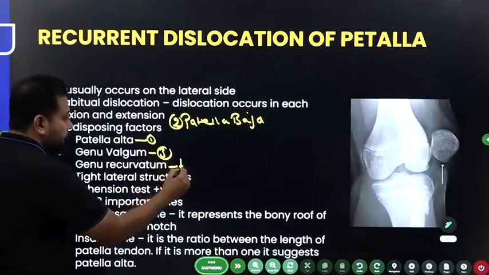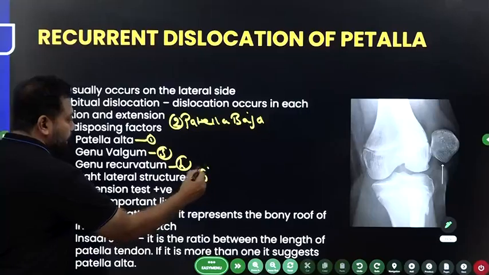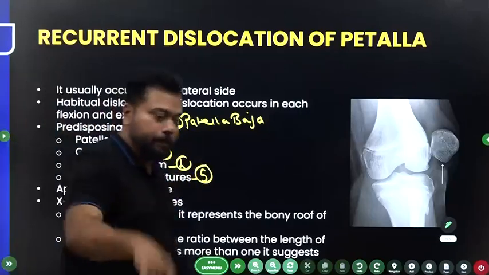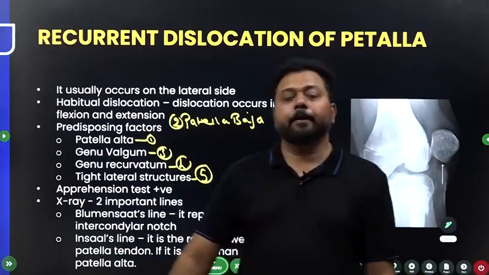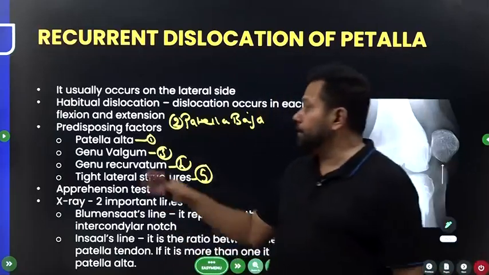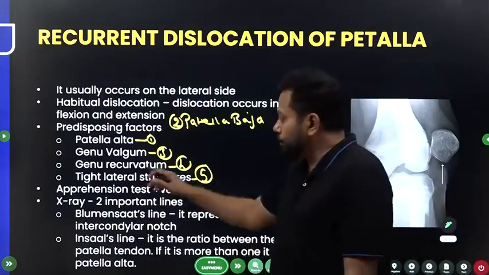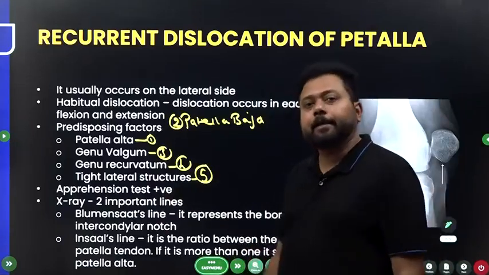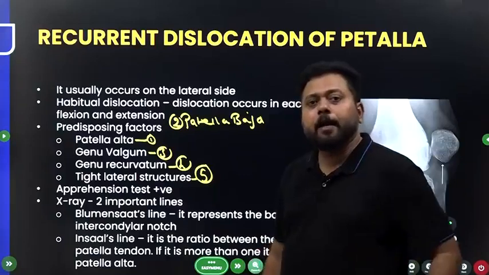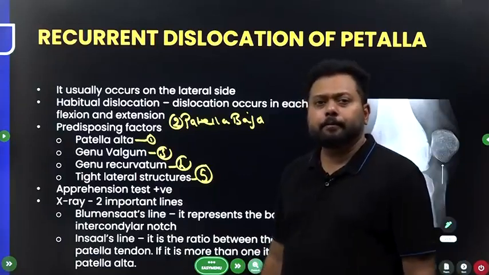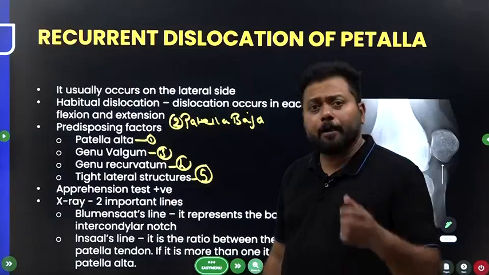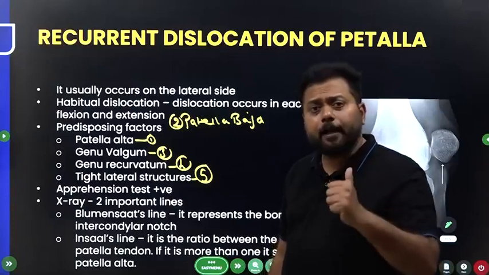Number 4, genu recurvatum. Number 5, tight lateral structures. These are the causes. When somebody is developing recurrent dislocation of the patella, these predisposing factors should be ruled out. Okay. So, tight lateral structures. What do you mean by tight lateral structures? What are these lateral structures? Iliotibial band. Okay, iliotibial band, when it gets contracted, tight lateral structures.